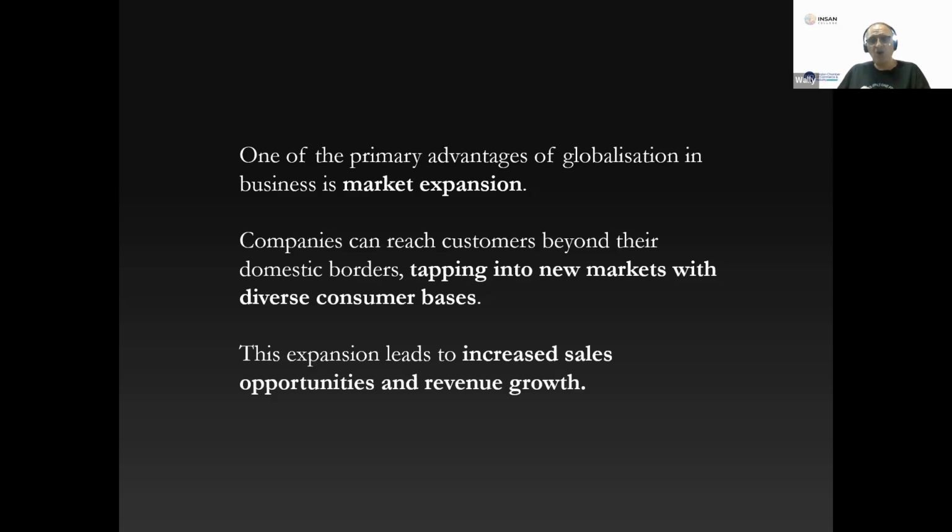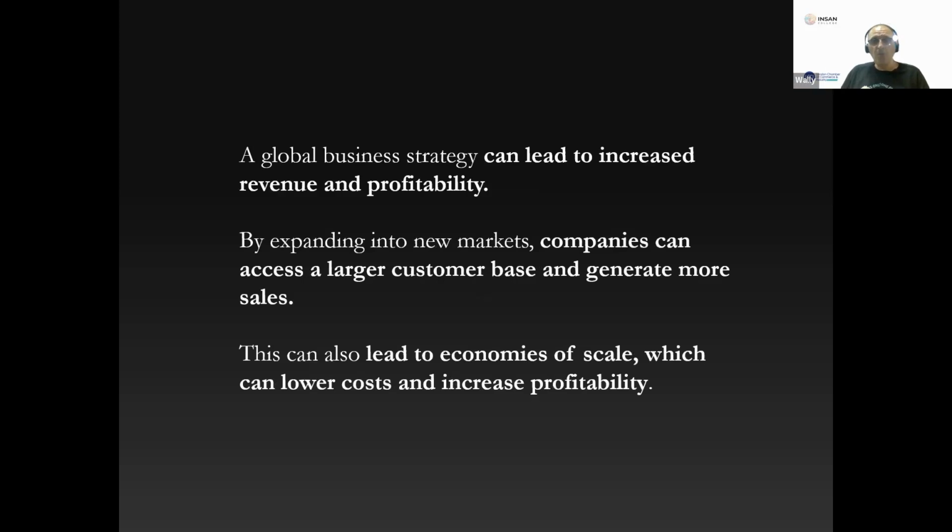By globalizing her market and taking her business overseas, she will potentially gain a larger customer base and people with more money to spend on her products or services. A global business strategy can lead to increased revenue and profitability. By expanding into new markets, companies can access a larger customer base and generate more sales. Because the more countries you go into, the more potential customers you have, and therefore when you start promoting your product and they understand it, you will get a return of more revenue from more sales.